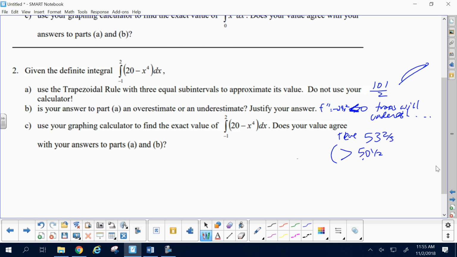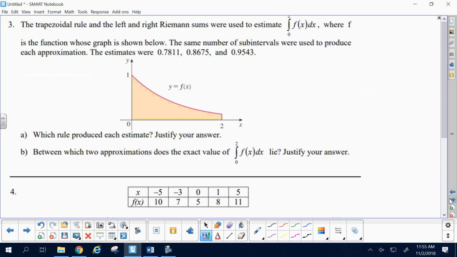Okay. Let's go to number 3. It says, which of these is which? Right or left. If I did left, it would look like this. If I used right, it would look like this. And trapezoids would be there, yeah?